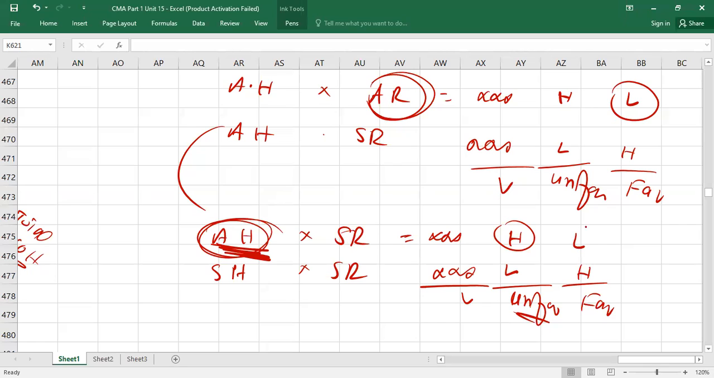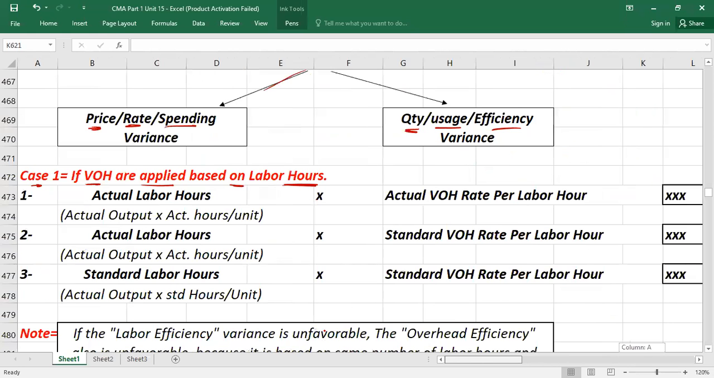Understood? First line lower means your actual hours are less. It means you completed your task quickly in less time. Understood? So I also got favorable and unfavorable. Now I'm taking you to this side. Don't forget, our case is what? Overheads are applied based on hours. It could be labor hours and it could be machine hours.